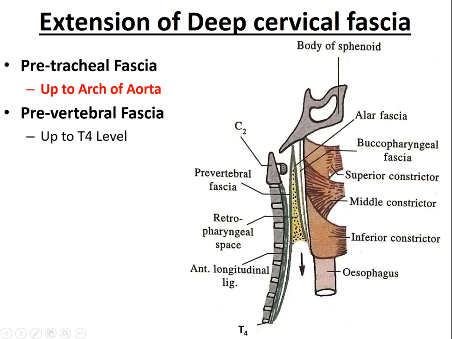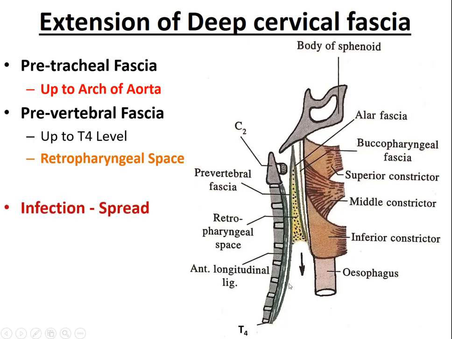Now you already remember that prevertebral fascia is divided into alar fascia and prevertebral fascia proper, within which there lies a retropharyngeal space. So that prevertebral fascia is attached at the fourth thoracic vertebra, and in front of it there is a retropharyngeal space in the neck, which is ultimately going to communicate with the superior mediastinum, and from the superior to the inferior mediastinum posterior part.